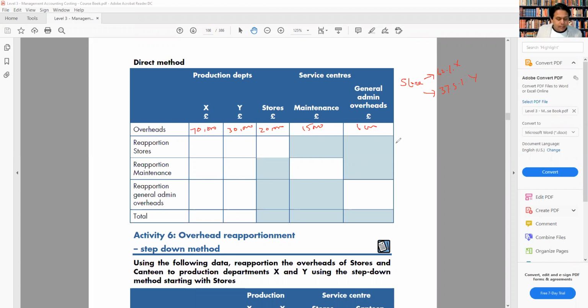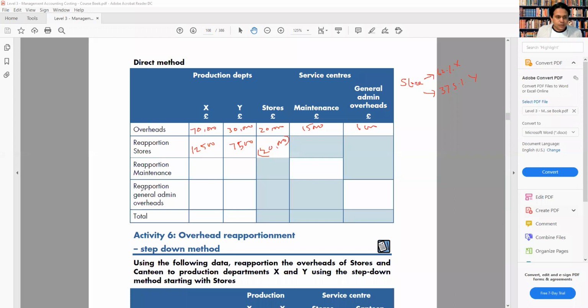Can anyone tell me the figure, how much it is? So 12,500 for X, very well done. And 7,500 for Y. And the store will be minus 20,000 because I just took the store and reapportioned it to the production. So my store is finished. 20,000 is split to X and Y.